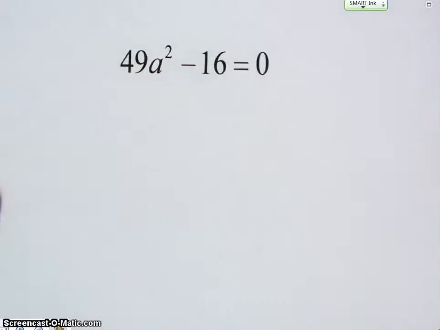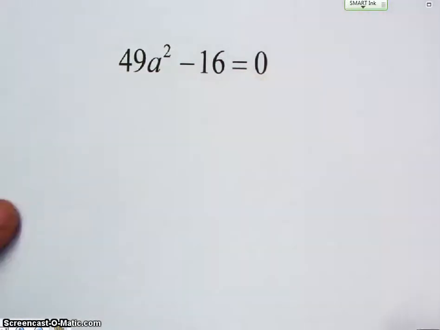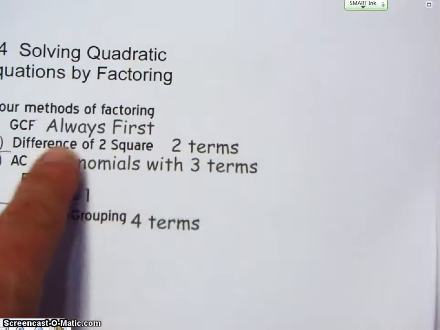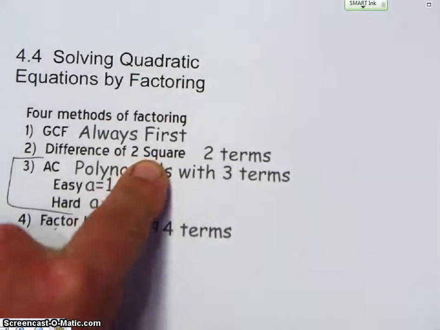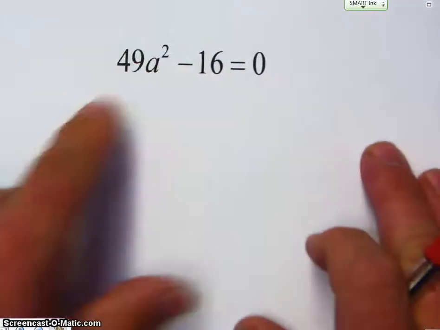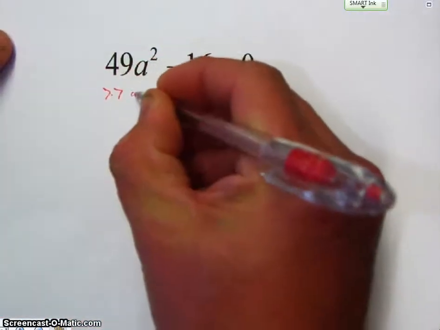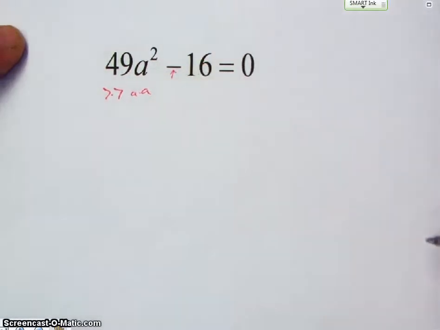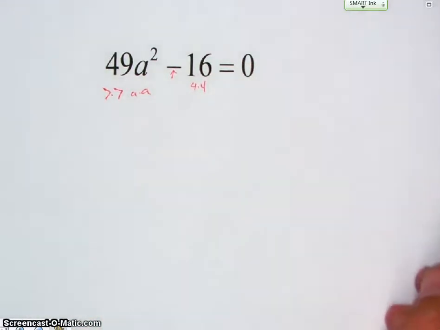The next example is already set equal to 0, so now I can go ahead and start factoring. If you notice, I only have 2 terms. 2 terms means I've got to use difference of 2 squares. So we've got to find out, is this the difference of 2 squares? Well, 49, that's 7 times 7, so that works. a squared, that's a times a. It's a difference, so that's what we need. And then 16 is 4 times 4. So yes, this will be a difference of 2 squares.